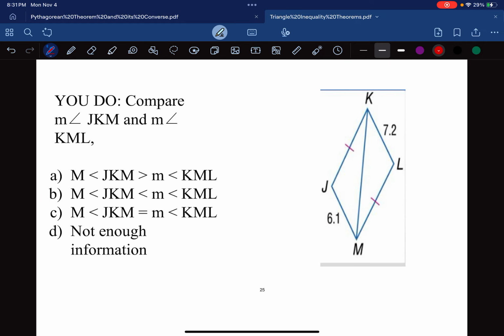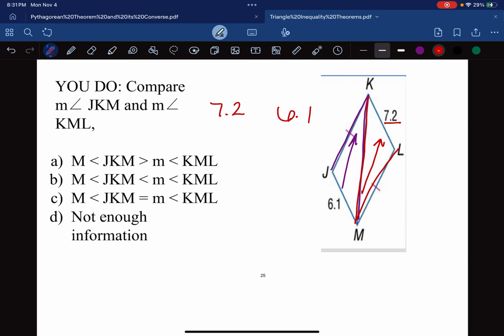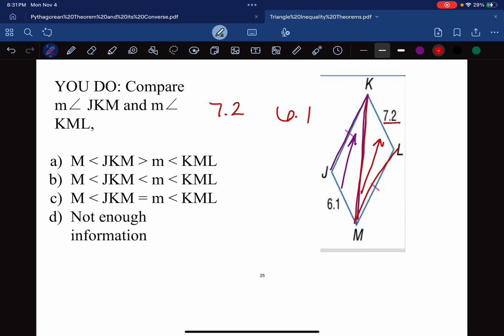For the you do, I'm talking about angle JKM, which belongs to 6.1, and KML, which belongs to 7.2. So 7.2 and 6.1. What is greater? Well, 7.2 is greater than 6.1. So therefore, KML is greater than JKM. But if you notice, none of them start with KML.